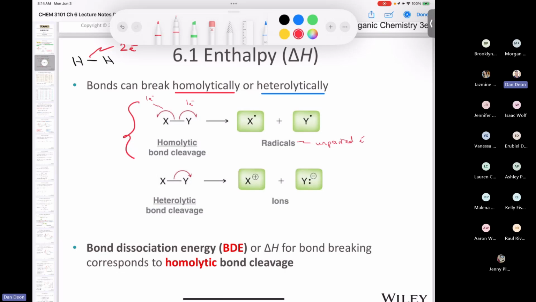And then heterolytic bond cleavage, we're going to see that also towards the end of this chapter. That's when one atom takes both electrons and becomes an anion, and the other one loses its electron, so it becomes a cation. So you end up with an anion and a cation.